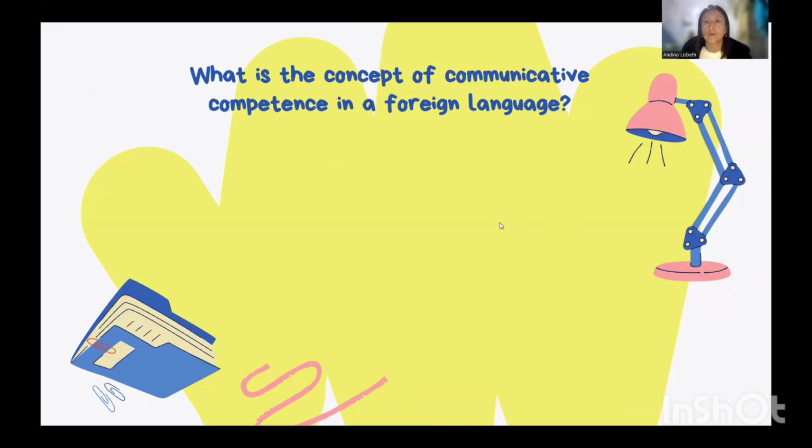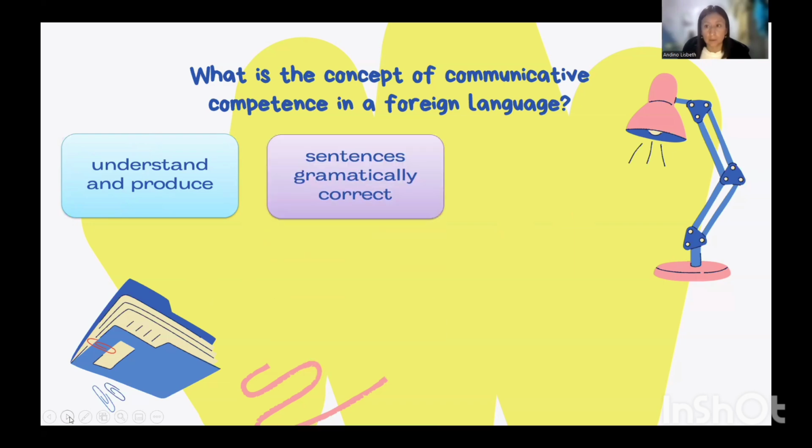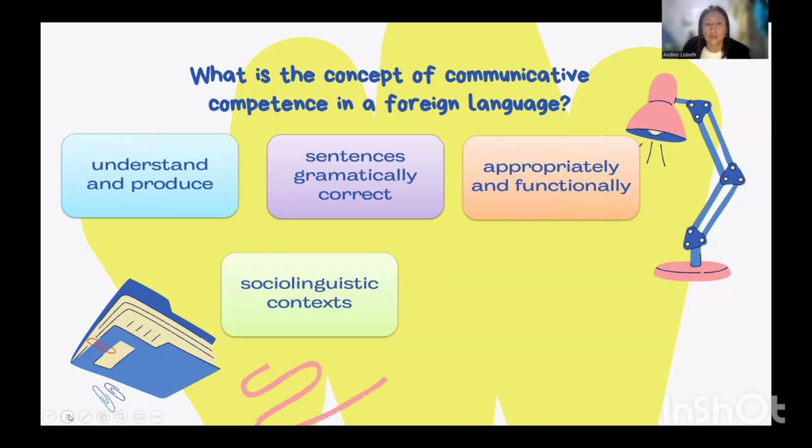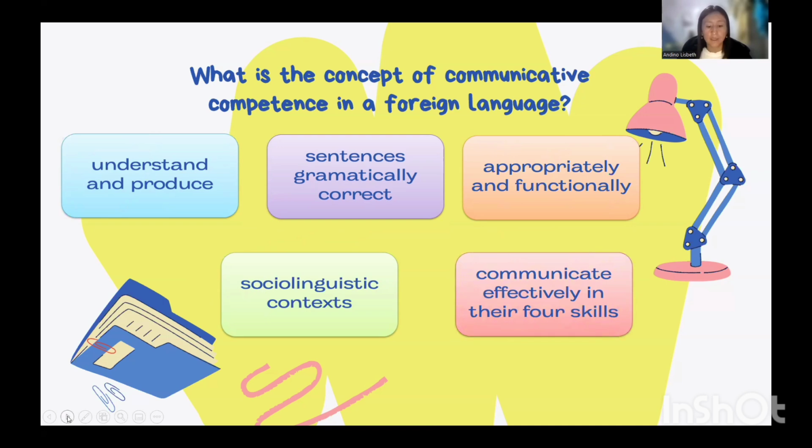So, what is the concept of communicative competence in a foreign language? Communicative competence in a foreign language is the student's ability to understand and produce sentences with a correct grammar and use them appropriately and functionally in different sociolinguistic contexts. It allows the students to communicate effectively in their four skills, listening, reading, speaking, and writing in their daily lives.